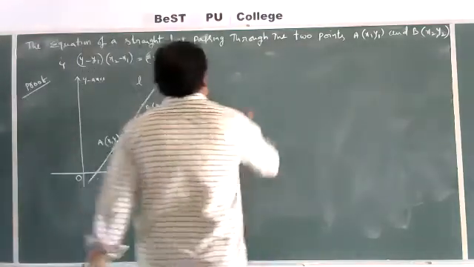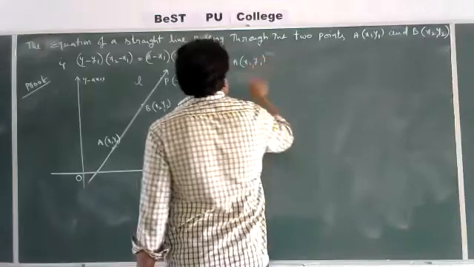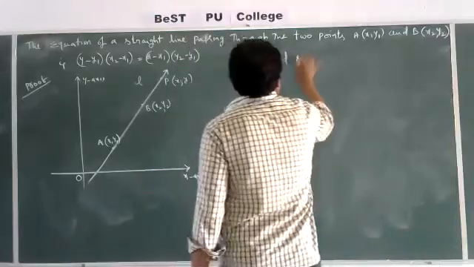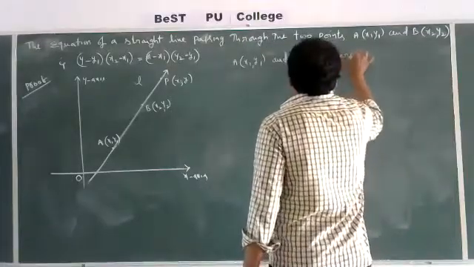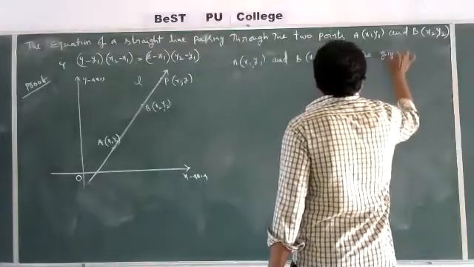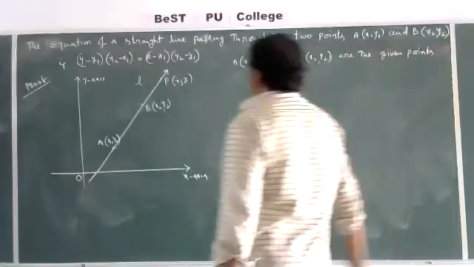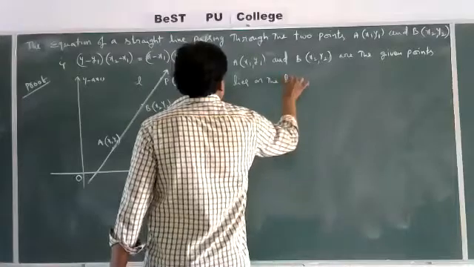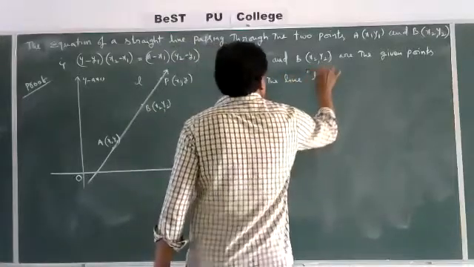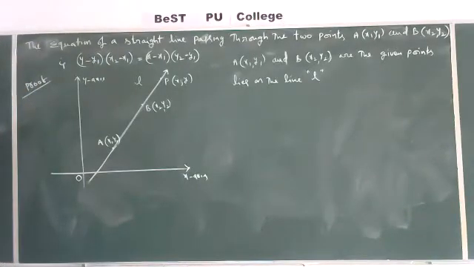Write the proof. A(x1, y1) and B(x2, y2) are the given points that lie on the line L.